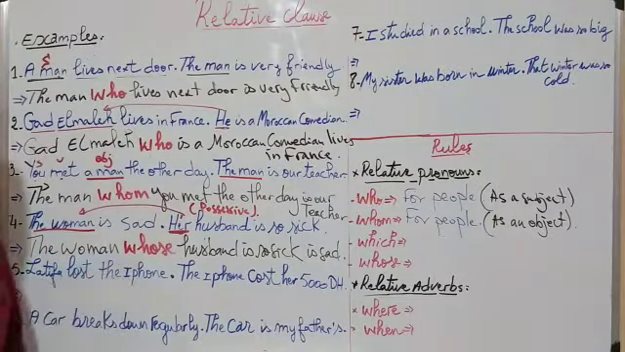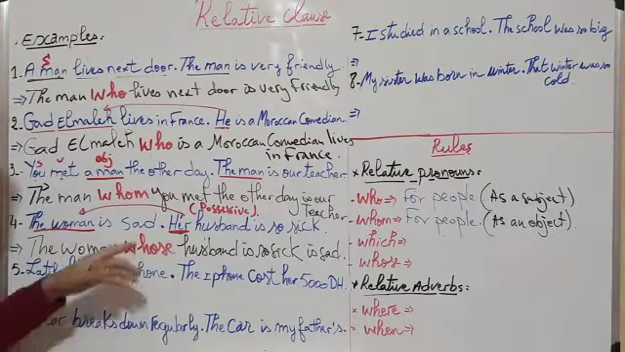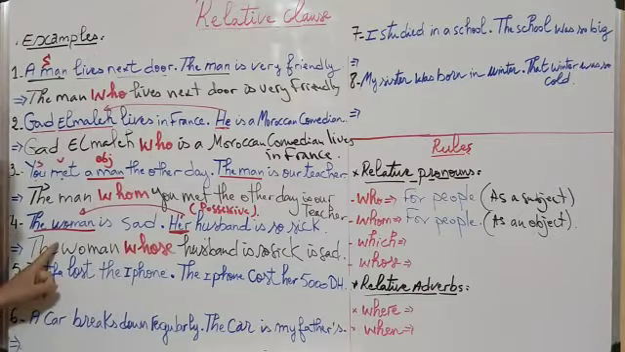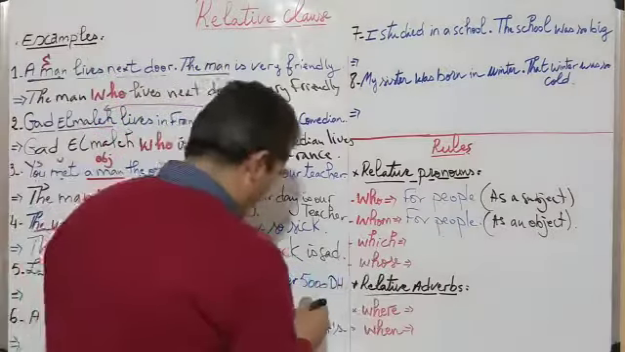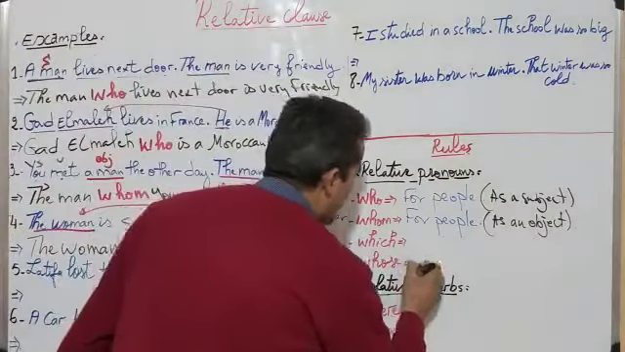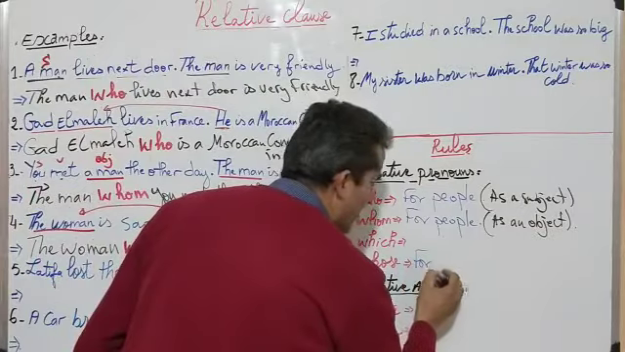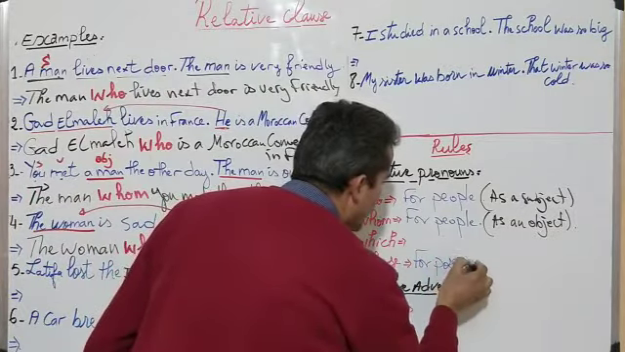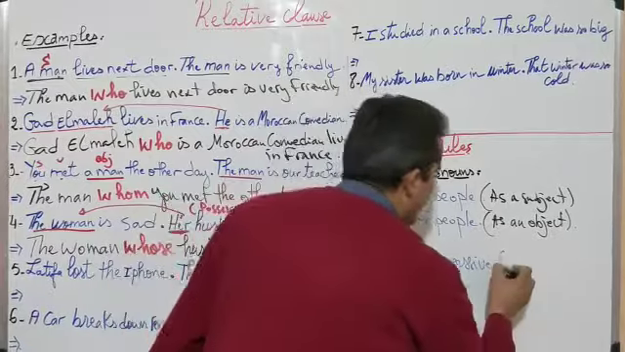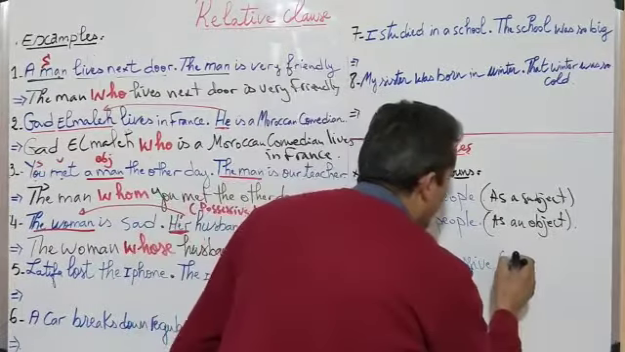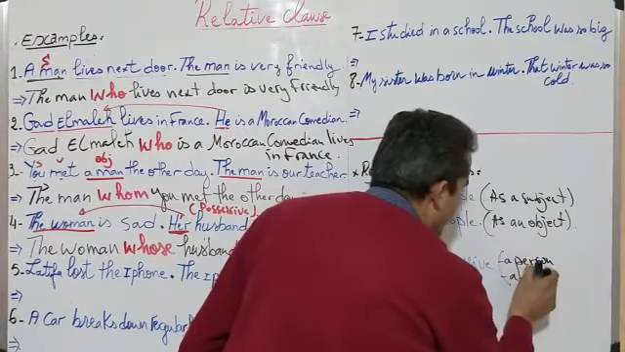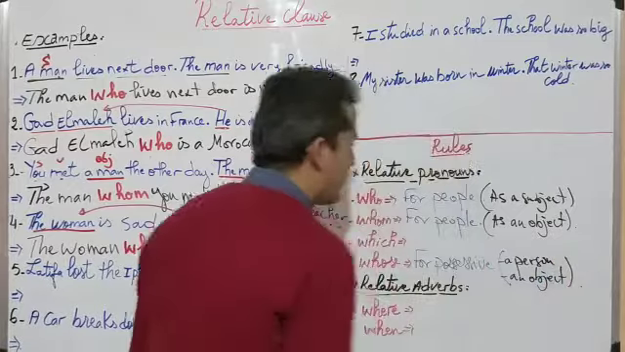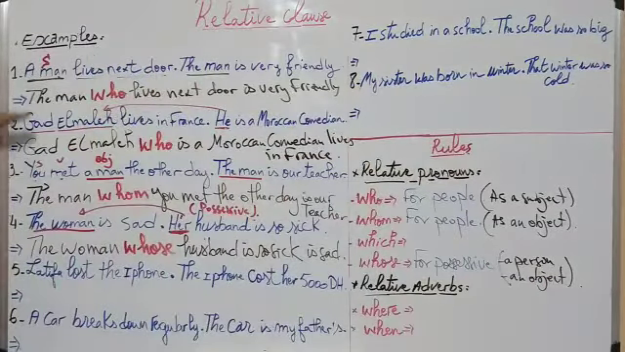For whose, we always use it for the possessive case, but it's not the only case for people. It could be used for an object or for things, etc. So whose is used for the possessive case, but it could be a person, or an object or a thing, or an animal, etc. This is for these things. Let's move to number 5.